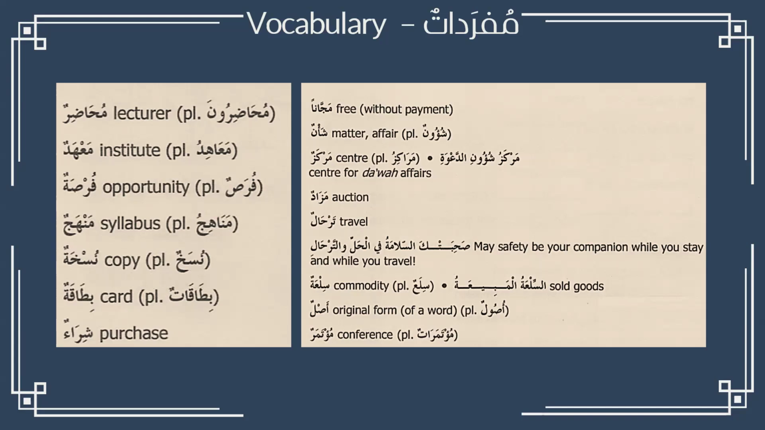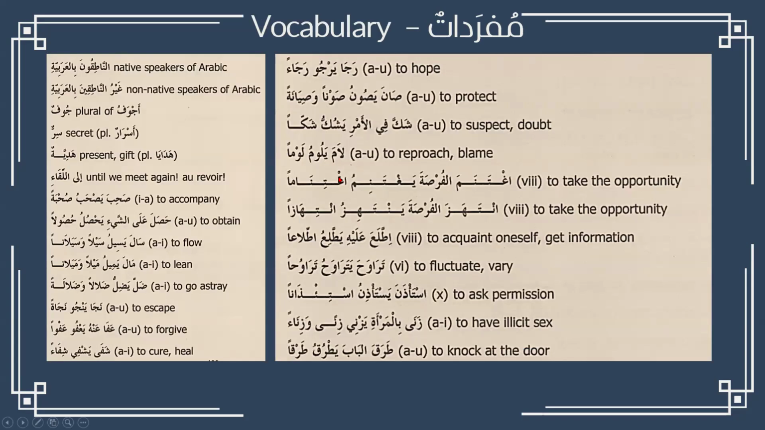Aslun is original, and usulun is the plural for that. Mu'tamarun is conference. Mu'tamarat is the plural for that. الناطقون بالعربية, native speakers of Arabic. غير الناطقين بالعربية, non-native speakers of Arabic. Jufun is plural of ajwafun. Sirran is secret. Asrarun is the plural for that. Hadiyatun is present or gift. Hadaya is the plural. Ilal laqa'i, until we meet again.